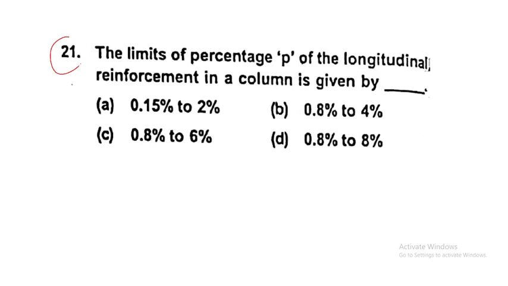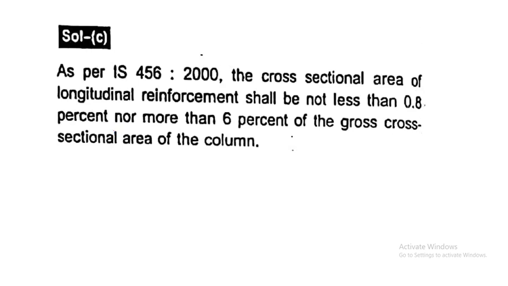Next question. Limit of percentage P of longitudinal reinforcement in a column is given by 0.8 to 6% as per IS 456 2000. So you know this is 0.8% and 6%.